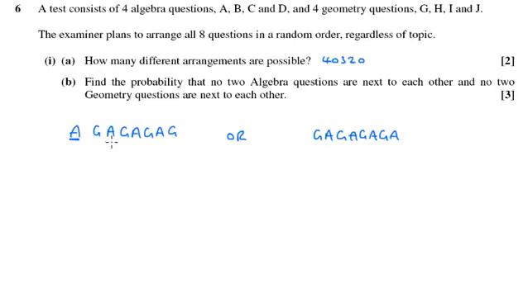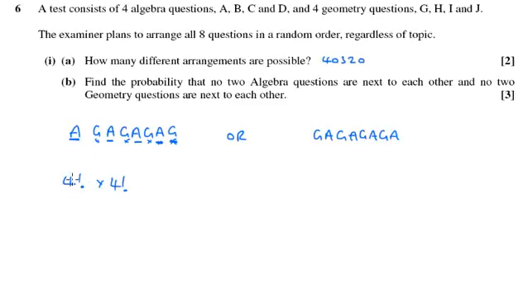Now, any one of the 4 algebra questions can go there, so they can be arranged in 4 factorial ways, and any one of the geometry questions can go here, so they can also be arranged in... Oh, I've underlined it wrong. That should be an underline. Any one of the geometry questions can go there, so that's another 4 factorial ways. The same thing can happen here, 4 factorial times 4 factorial.